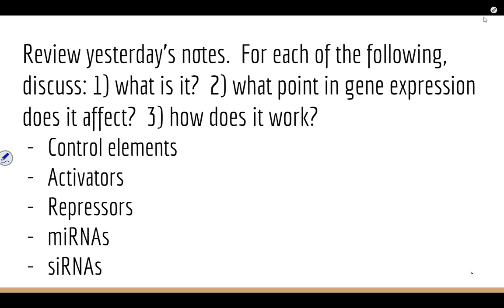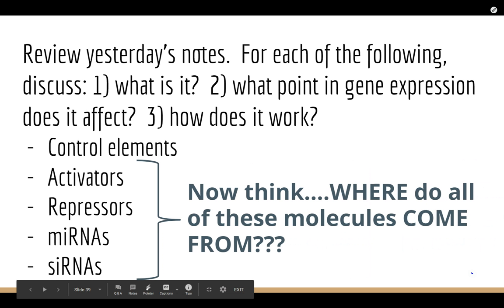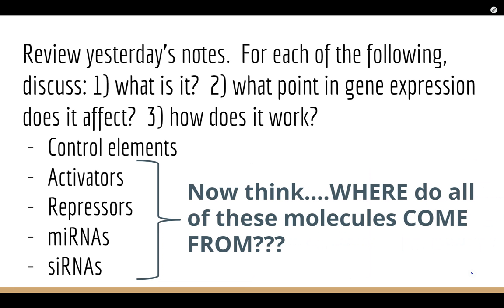So the next question to kind of lead us into today's topic. Activators and repressors, we said, are proteins that bond to the control elements. miRNAs and siRNAs, of course, are short RNA molecules. Turn and talk to the person next to you quickly. Where do all of those molecules, those activators, repressors, and those different types of short RNAs, where do they come from in your cell? Or how does your cell make them? Turn and talk about that.